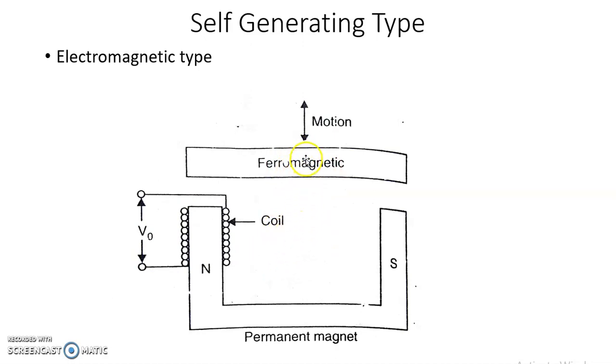Here, as there is an increase in the displacement or velocity with which this ferromagnetic material is moving with respect to the magnetic field, the voltage induced will also increase. Therefore, the induced voltage is directly proportional to the displacement or the velocity of the ferromagnetic material. So here the displacement or velocity of this ferromagnetic material is measured in terms of increase in the output voltage.